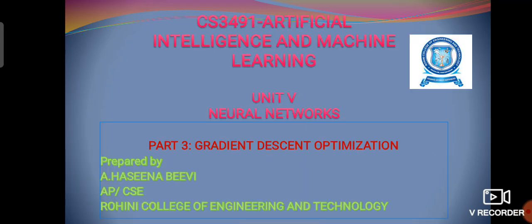Hello viewers, this is the video lecture for the topic Gradient Descent Optimization from the 5th unit, Neural Networks, for the subject Artificial Intelligence and Machine Learning.